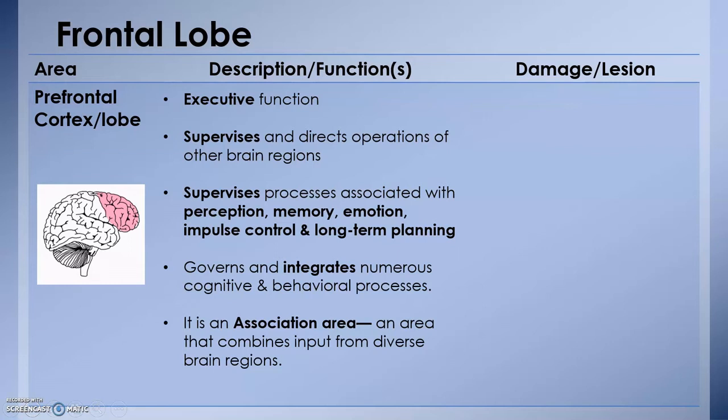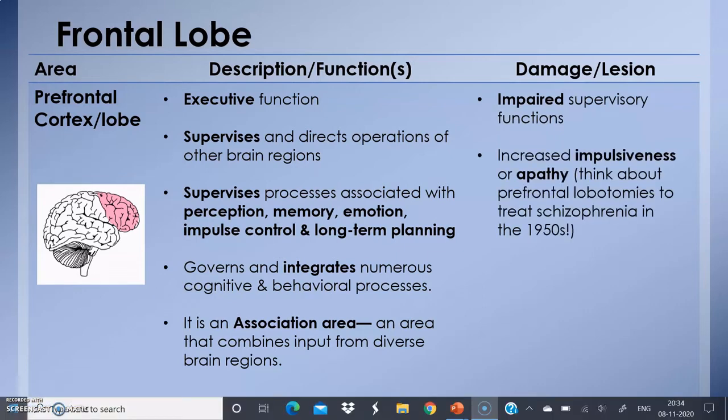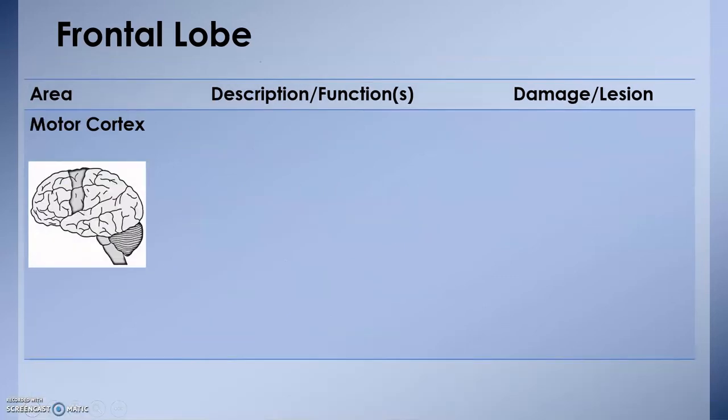Now, what will happen if your prefrontal lobe or cortex is damaged? All the supervisory functions will be impaired. The person may become impulsive or even apathetic. Now think about the prefrontal lobotomies that were performed to treat schizophrenia in the 1950s. Moving to the next region of the frontal lobe, the motor cortex.